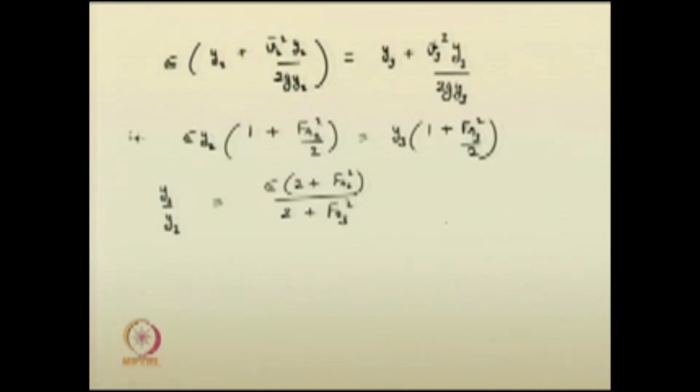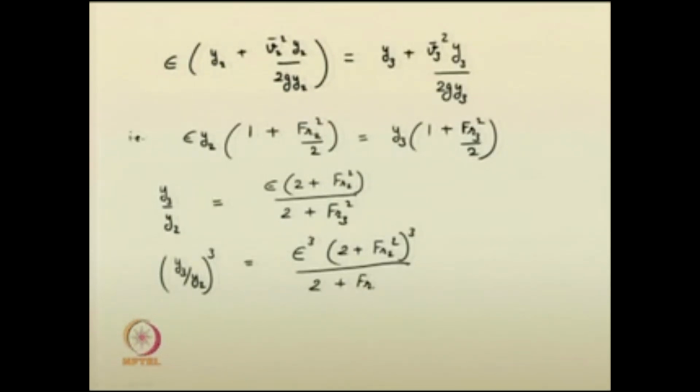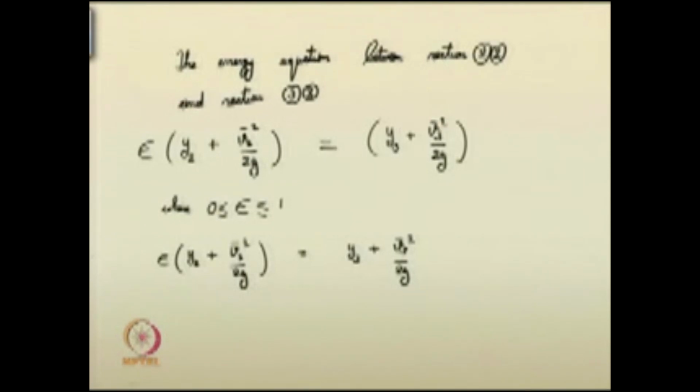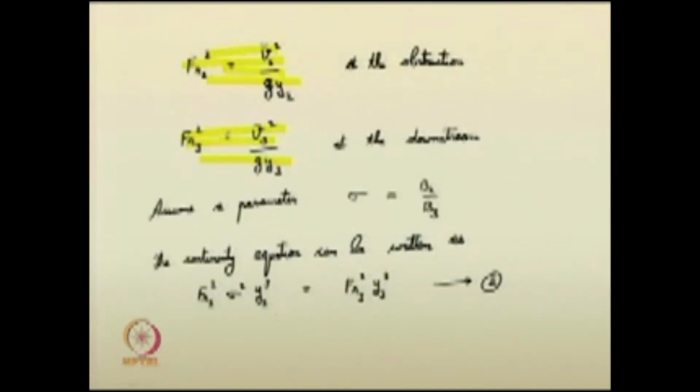Now, y 3 by y 2, what is that ratio? You can just take the cube and see, it is amazing for the benefit. y 3 by y 2 whole cube is nothing but epsilon cubed times 2 plus Fr 2 squared whole cube by 2 plus Fr 3 squared whole cube. So, what are you getting from this particular relationship? Fr 2 squared, from this continuity equation, what am I getting now?